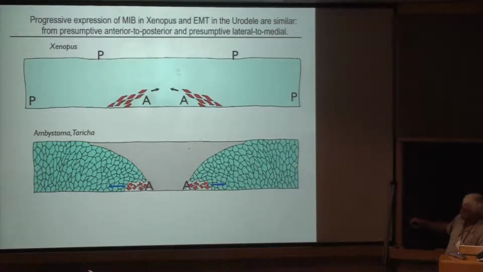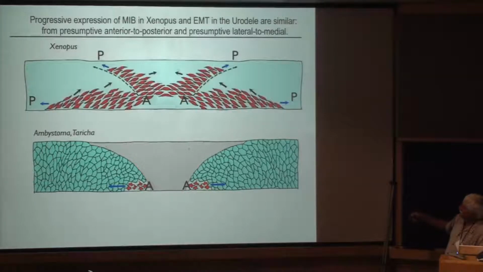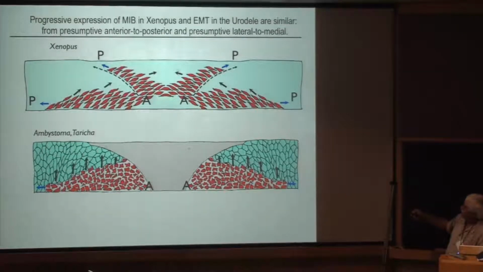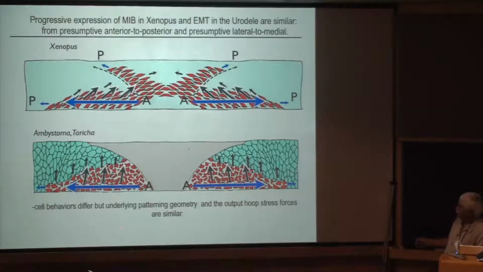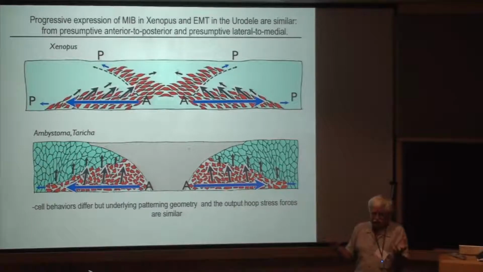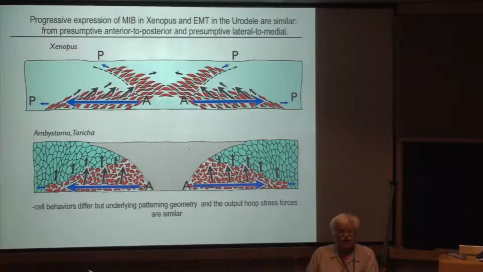And the whole process of EMT is patterned the same way with the same underlying mechanism as the MIB. This is the pattern of expression of the MIB in Xenopus that generates the hoop stress. The progression of EMT is actually the same. So the underlying patterning mechanism seems to be the same, or at least it's got the same geometry. But it winds up driving two completely different cell biological processes. Same hoop stress.